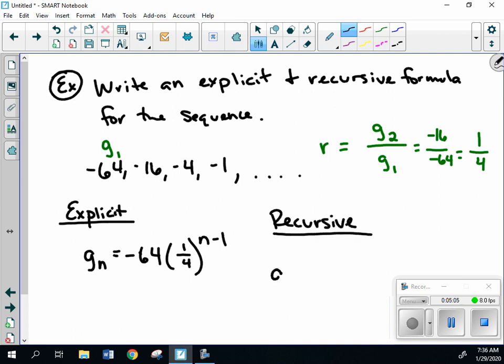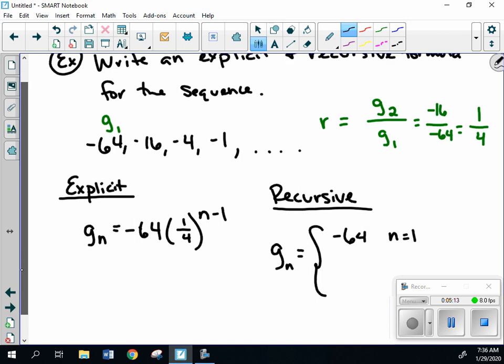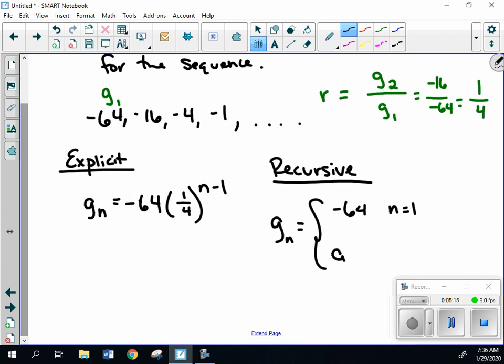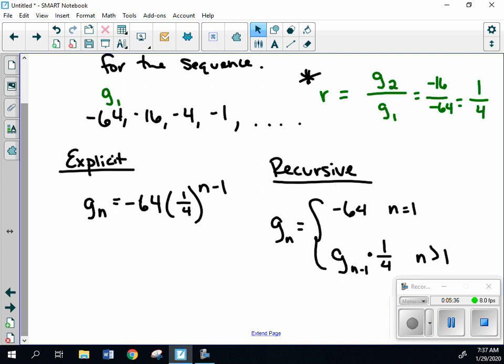Our recursive, g n equals, so we would write down negative 64 for n equals 1. And then our previous term, so we would write down g sub n minus 1 times 1/4 for anything greater than 1. So that's the difference between the explicit and the recursive there. Big thing is, to find the rate, you might want to write that down. The rate is g 2 over g 1. That's going to get you your common ratio. You could also figure this out with g 3 over g 2. The rate should be the same each time.